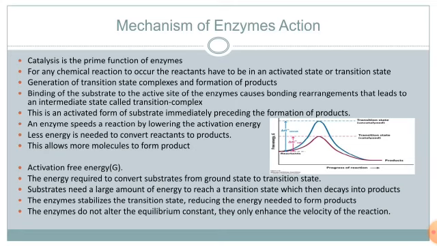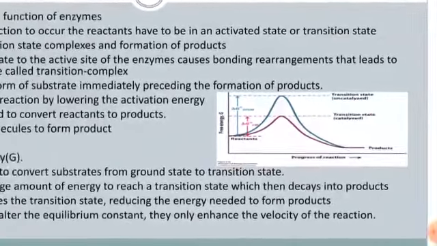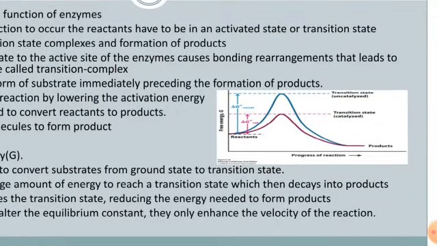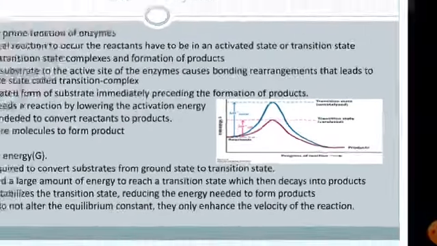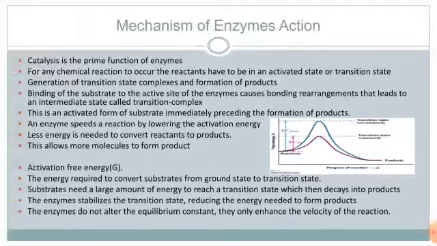Binding of the substrate to the active site of the enzyme causes bonding rearrangements that lead to an intermediate state called the transition state. As you see in the diagram, there is the formation of the transition state and intermediate in the catalyzed and uncatalyzed reactions. There is the formation of the active form of the substrate immediately preceding the formation of the product.